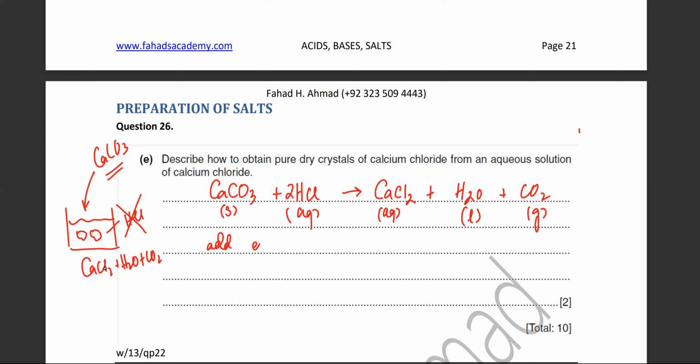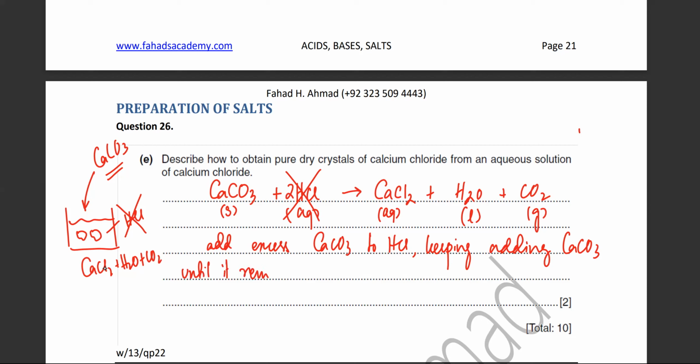So this is what you're going to write, add excess calcium carbonate to HCl, and you keep adding until it's in excess. And how do you know it's in excess? When all the HCl completely reacts. When the HCl reacts, the reaction stops. So keep adding calcium carbonate until it remains undissolved or the bubbles stop forming and the reaction stops.